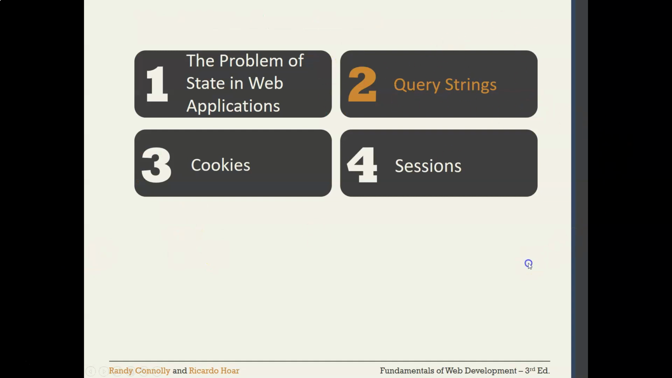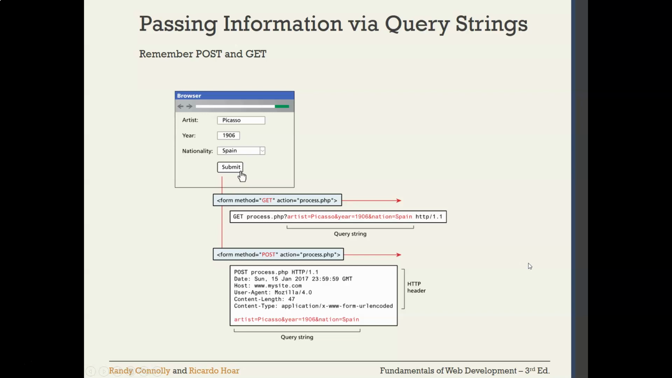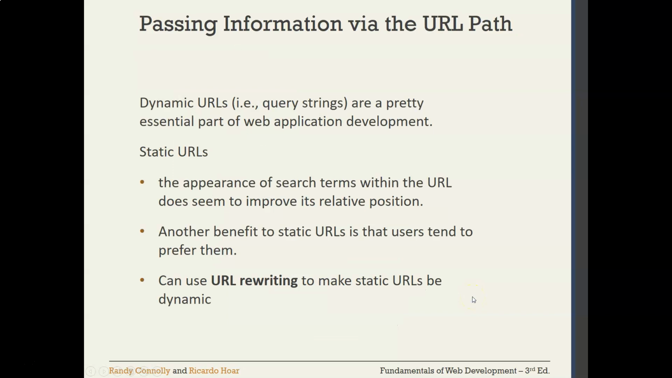So let's take a look at query strings. We've already looked at query strings earlier with PHP. Remember that there was get and post, right? With get requests, the query string information is part of the URL. With post requests, the query string is there inside of the HTTP header. As you've already discovered with your PHP, dynamic URLs, in other words, query strings, are a pretty essential part of web application development.